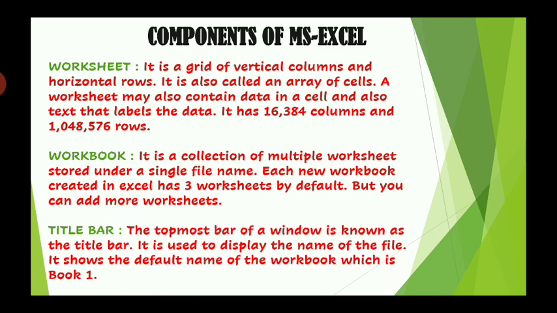Next is your title bar. Now the topmost bar of a window is actually known as title bar, and this is the place where your actual file name is displayed. By default, when we work in a workbook, the file name is book 1. Now when we save the file, say as maths, the file name will change from book 1 to maths, which will be displayed in the title bar.